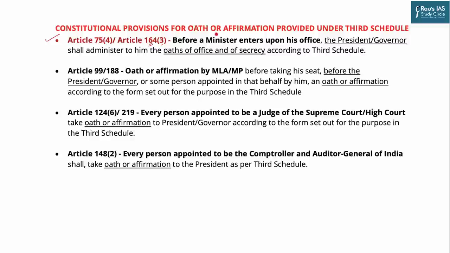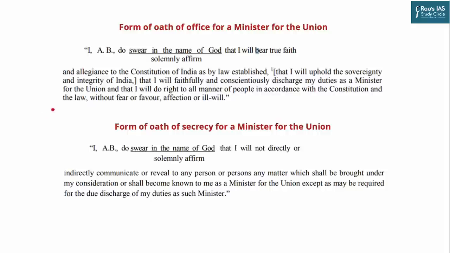Both of them are talking about the ministers who take office at the center and the state. Article 75 is for the ministers in the union government. Article 164 is for the ministers in the state government. Both of them take the oath with respect to the president and the governor, and they take the oath of office and the oath of secrecy according to what is mentioned in the 3rd Schedule. If we go into the oath of office and oath of secrecy, the basic differences are as follows.